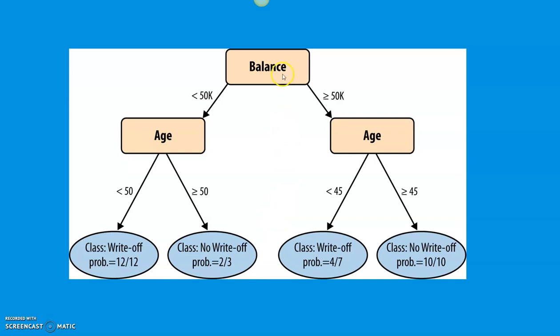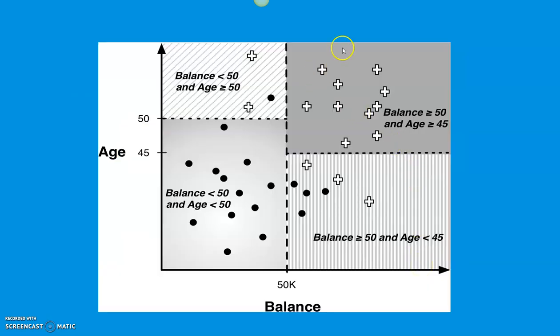And likewise, when the balance is bigger than 50 and the age is less than 45, we predict write-off, and the probability of a write-off is 4/7. And when the balance is bigger than 50 and the age is bigger than or equal to 45, we predict no write-off, and the probability is 10 out of 10. So that's this good segment right here, where if the balance is bigger than 50 and the age is bigger than 45, we have peachy customers. We love them.